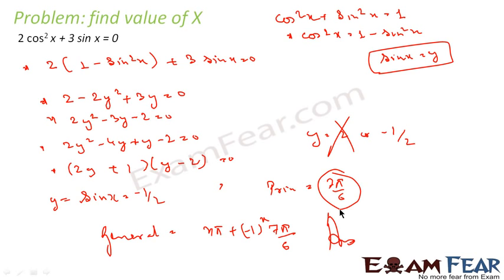What we have done here, we have first converted cos square into sin square, and then we have written sin x equal to y to make our life simple. We found the quadratic equation, solved it. We got sin x is equal to 2 or minus 1 by 2. We ignored 2 because sin x can't be 2, and then we found the principal solution for sin x equal to minus 1 by 2, that is 7 pi by 6, and then we found the general solution.